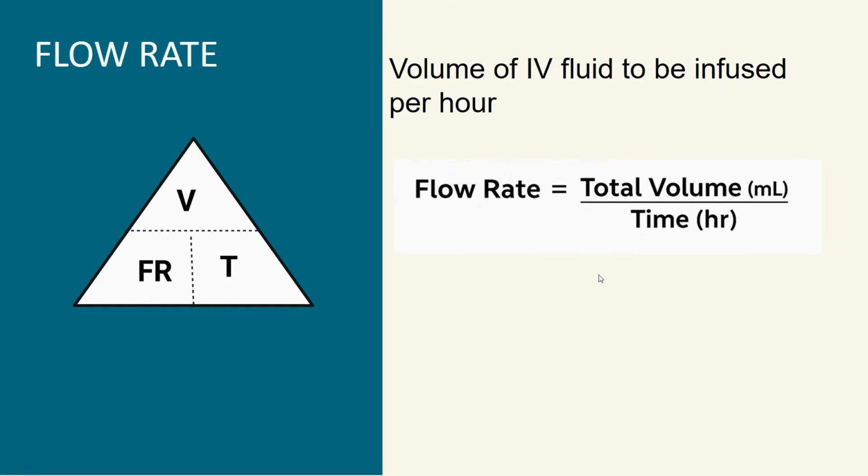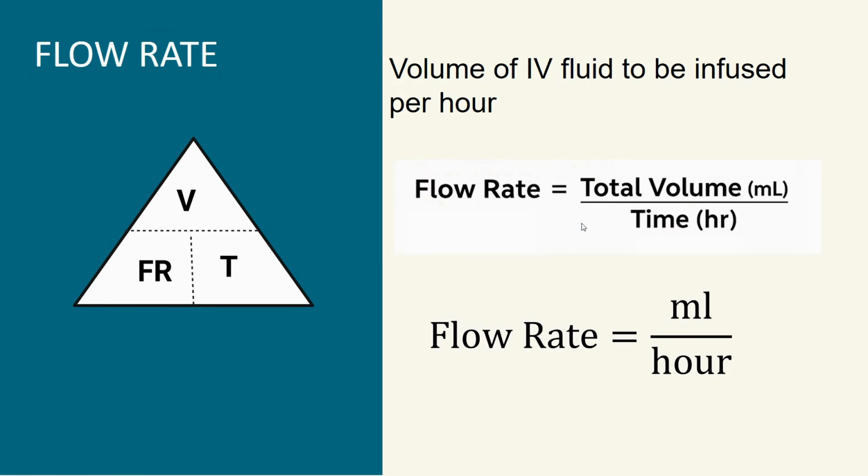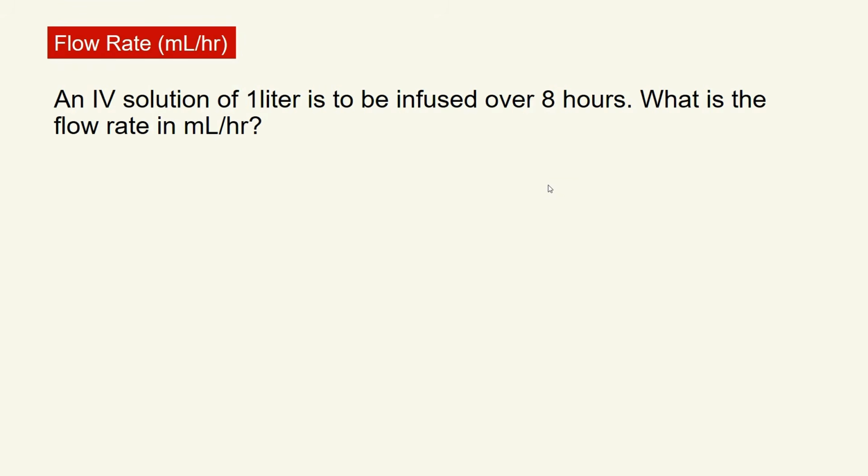So the flow rate formula is total volume, generally measured in milliliters, divided by time, the time that is taken to infuse that volume, measured in hours. Therefore, the unit for flow rate is milliliters per hour. So let's start with a simple sample calculation.